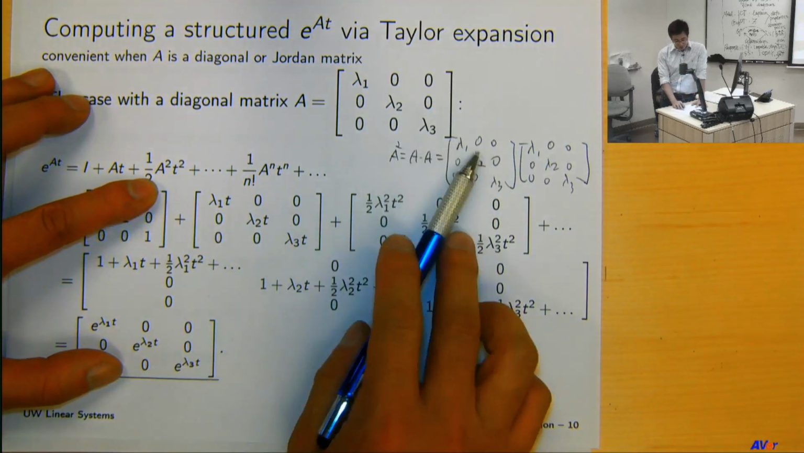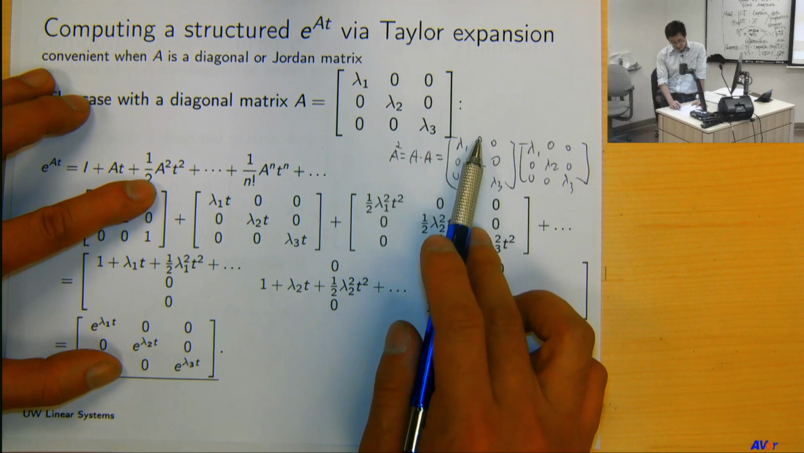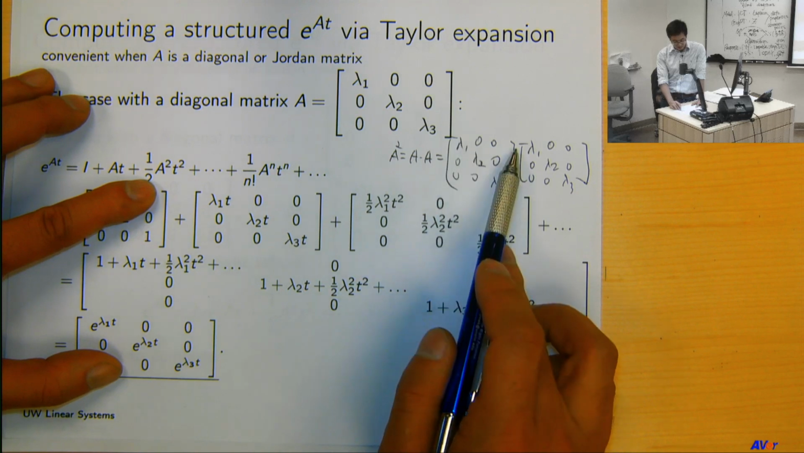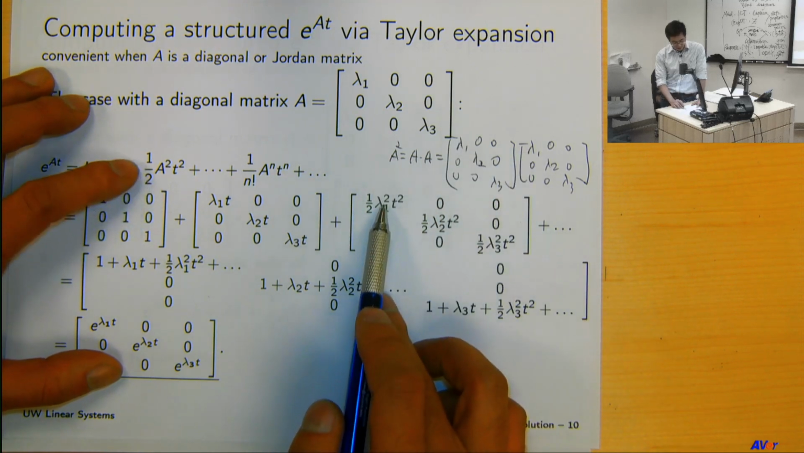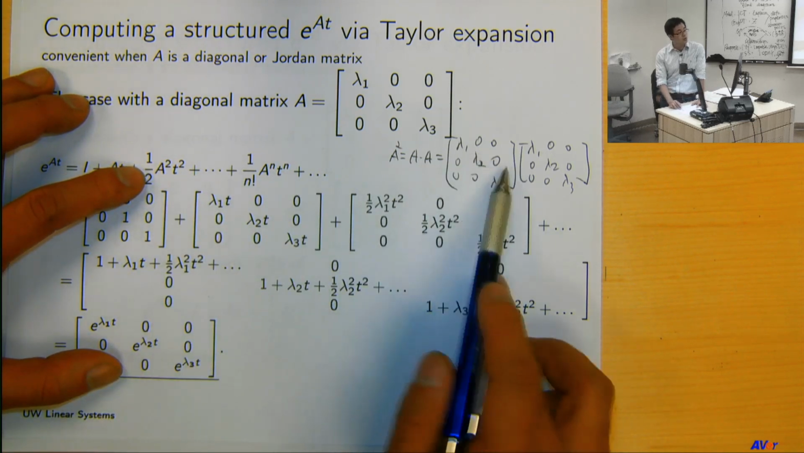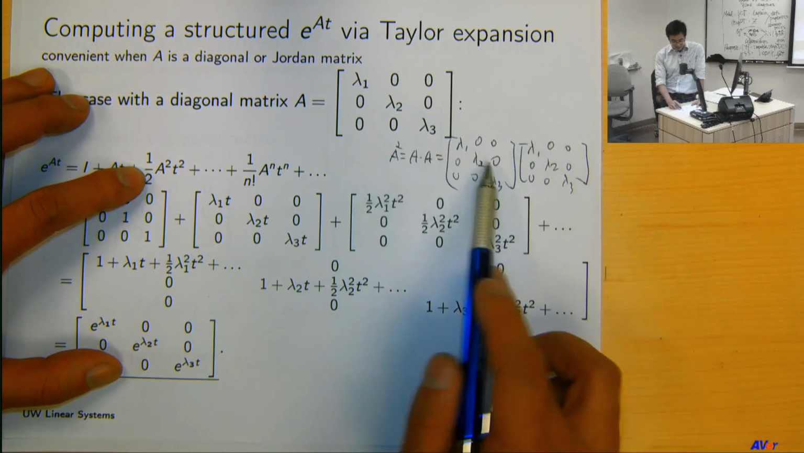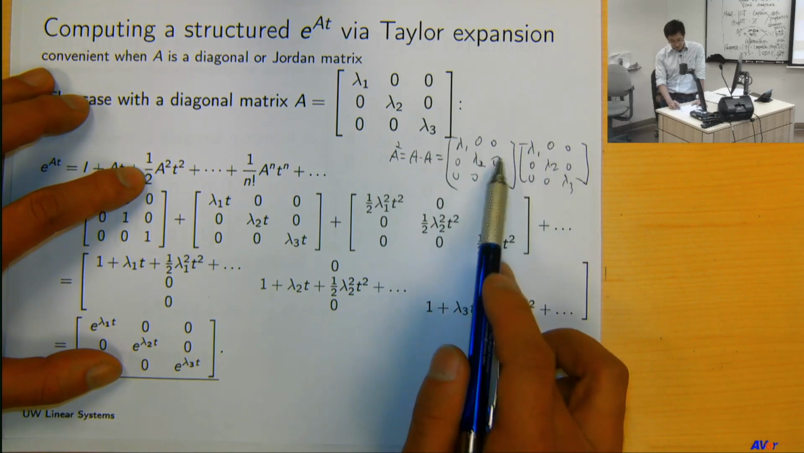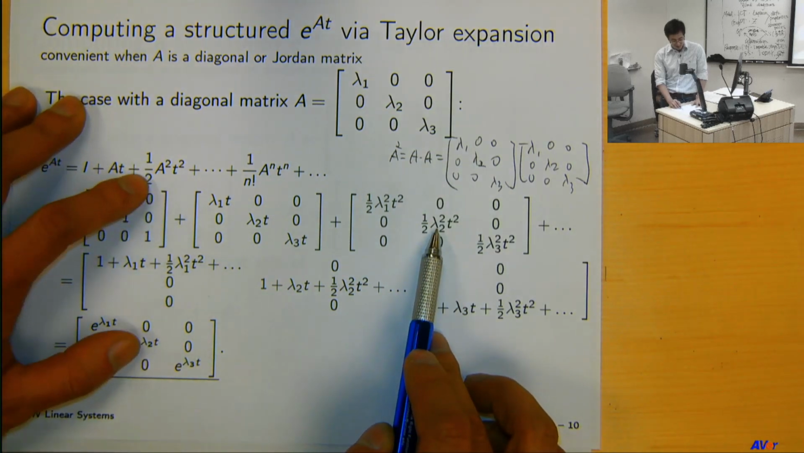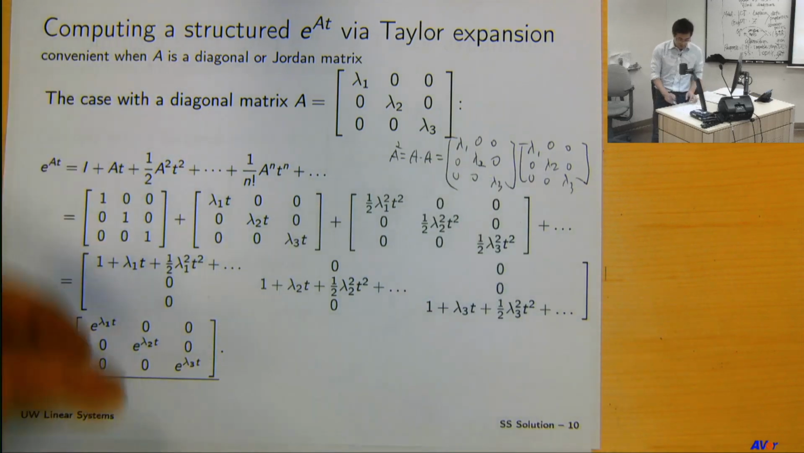The first row of this product is lambda 1 times the first row plus 0 times the second row plus 0 times the third row. So the first row is lambda 1 squared, and then multiplied by T squared and a half. The second row, using the row interpretation, is 0 times the first row plus lambda 2 times the second row plus 0 times the third row. So it's lambda 2 squared times T squared and a half. Same thing for the last row. So this is diagonal.